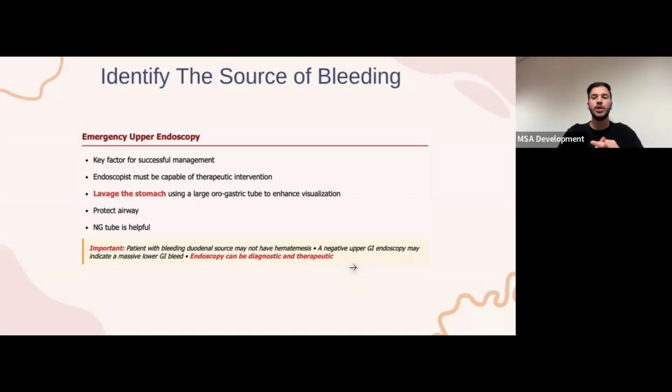So what does that mean? We mean that we're going to remove the blood and clots from the stomach, so that once the endoscopy is there, we can have a better visualization. And of course, we need to protect the airway, and a nasogastric tube can be helpful in this case.